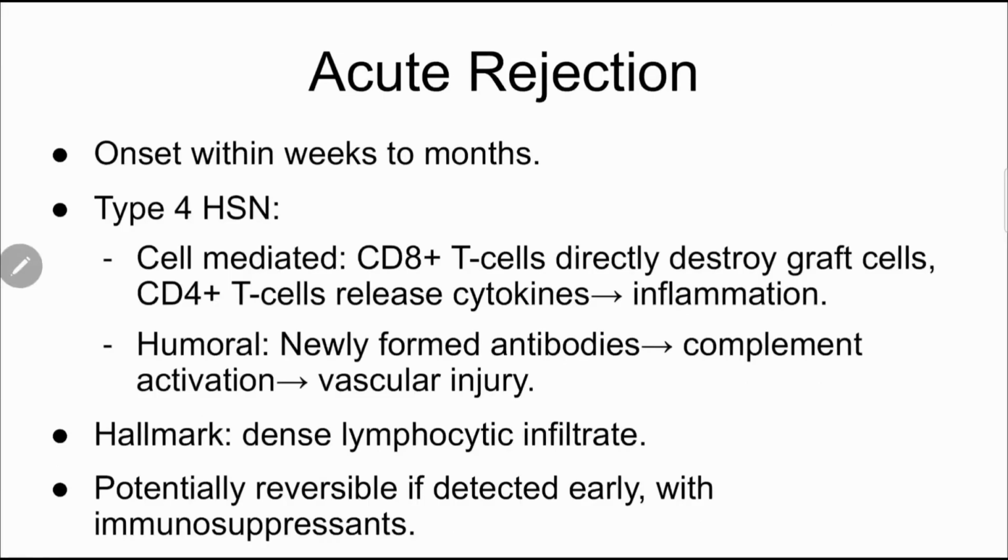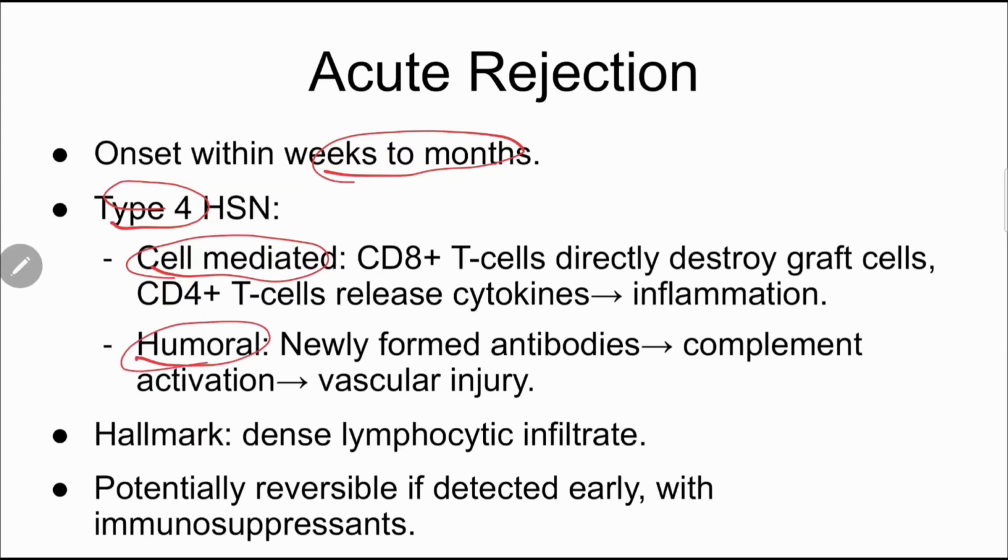Next, we have acute rejection. So I talked about it. It's going to be from like 1 day up until 6 months. So the onset is within weeks to months. Now, acute rejection is a type 4 hypersensitivity reaction. And I've talked about this before. Type 4 is divided into further two groups. The first one is cell mediated and the other is humoral.